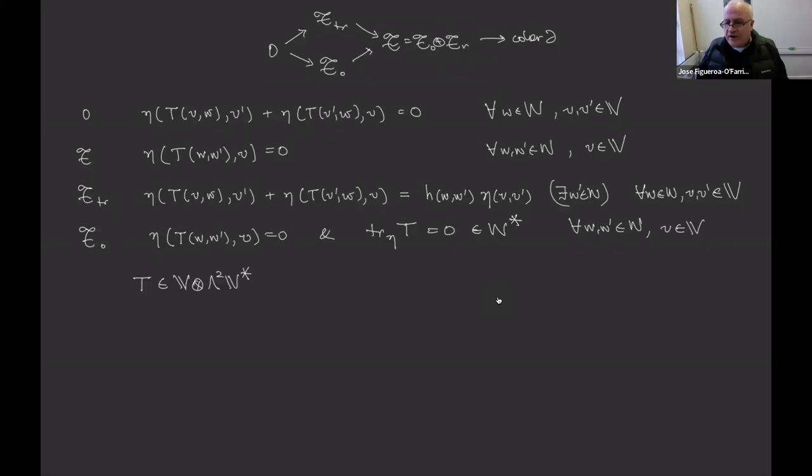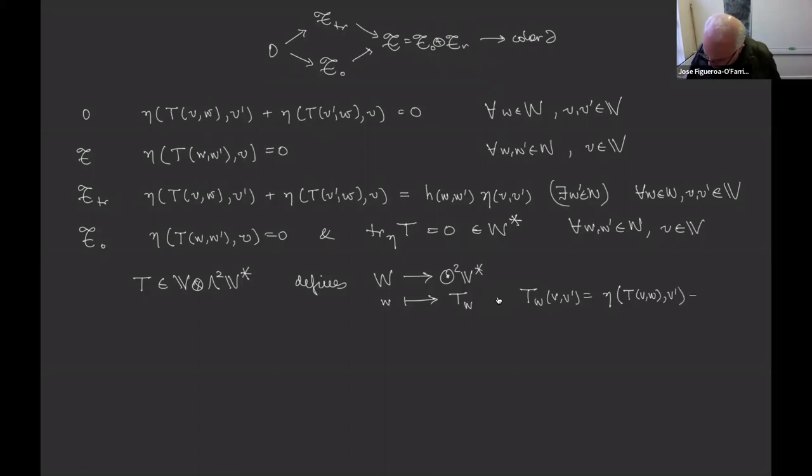Okay, so I claim that this defines a linear map from W to the symmetric square of B star. So this is W goes to something I'm going to call TW. And what is TW? TW of V V prime is going to be the thing that I just wrote: eta of T V W, V prime plus eta of T V prime W, V.